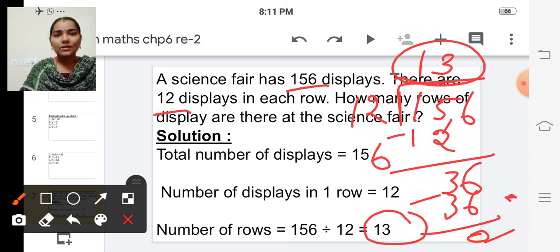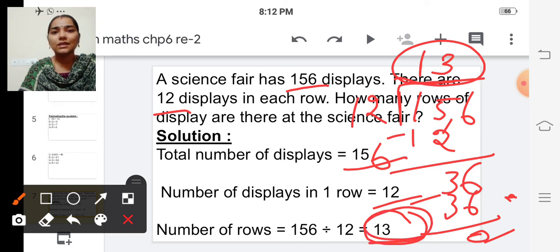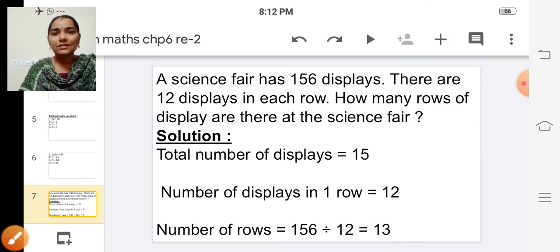Okay children. So total number of displays is 156 and in each row how many displays are there? 12 displays are there and we are going to find out the number of rows. So for that we have to divide this 156 by 12. After dividing we are getting 13. So the number of rows is 13. Yes, have you all understood?